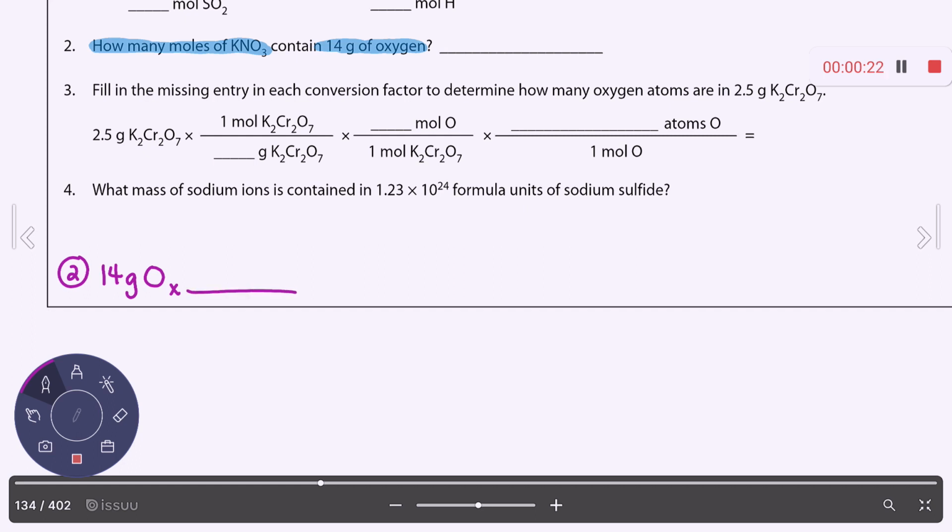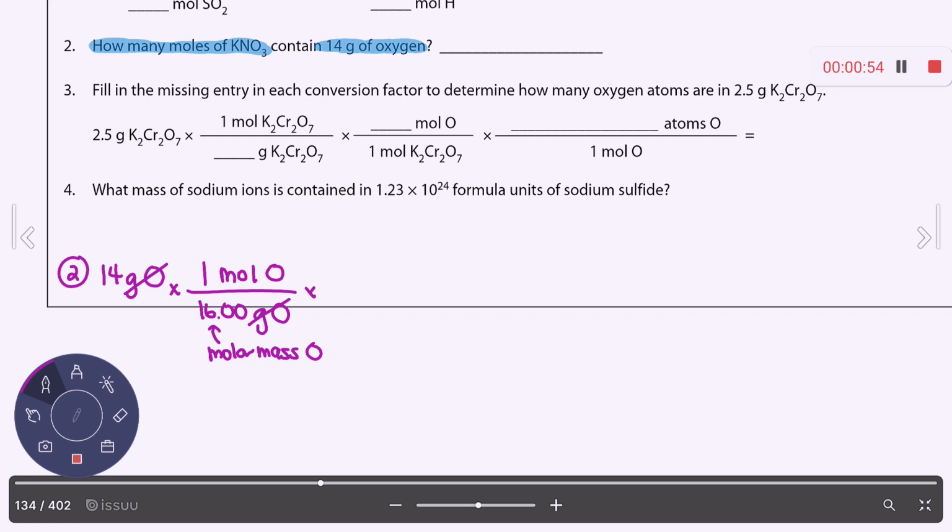What unit am I going to write on the diagonal? Grams of oxygen. What unit will go up on top? Moles of oxygen. Where will the number 1 go? On the moles, on the top next to the moles. The number that goes down here is the molar mass of oxygen, which is what? 16. Exactly. So that allows me to convert grams to moles.